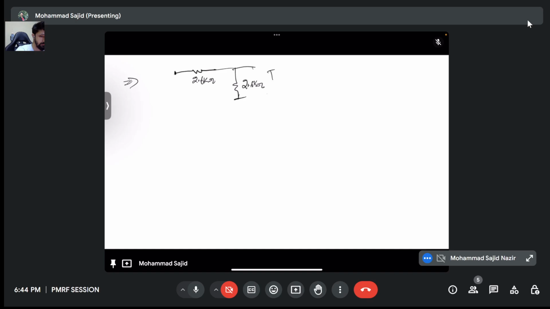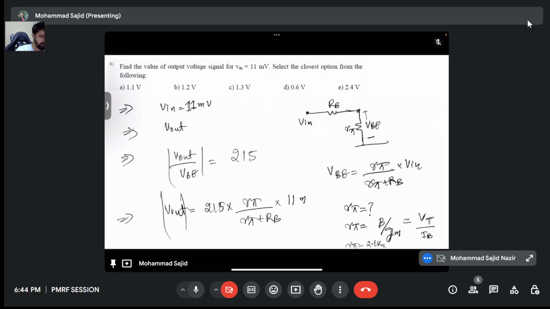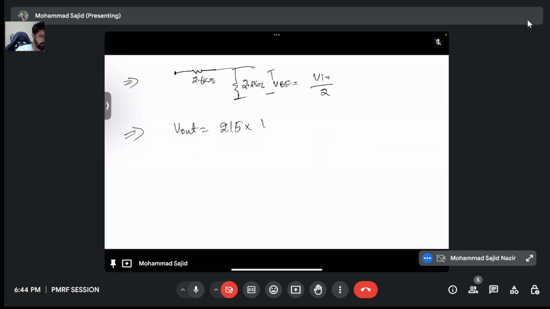So my VBE will be simply V input by 2, right? So V output is 215 multiplied by 11 milli by 2. So this is how you can calculate it. That comes out to approximately 1.2 volt. This is how you can calculate V out from the formula.